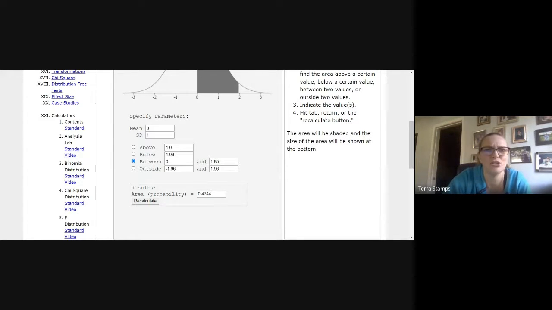Let's see. So like number 29 on the practice test. Now your numbers are probably going to be different than mine, but I just want to kind of get the gist for you. It says to the right of z equals 1.05. All right. So I'm going to come over here. Now to the right is above. So that was a z value of 1.05. So I'll put that in and then click in this little box to just recalculate it, or I could click on recalculate. And there's my area, 0.1469.